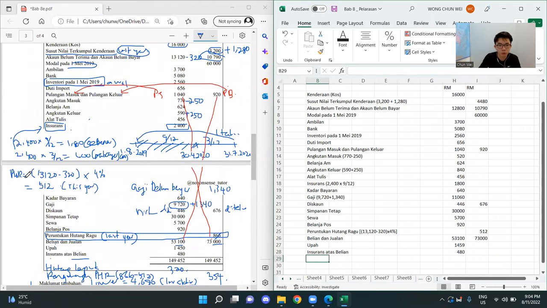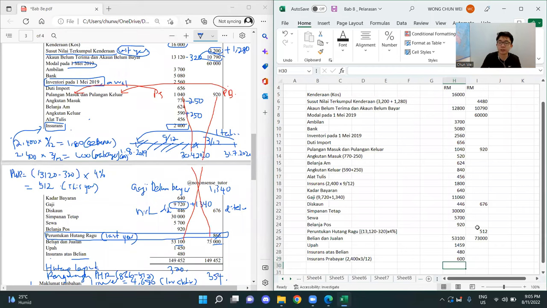So from here, we got the insurance prabayar. How do we get that? We are using the 2,400 times the remaining 3 months. Tadi ini ialah 9 bulan. Ini go into your akaun untung rugi sebenar. This prabayar, over the 3 months punya, we go into the PKK as an asset. Okay. So how much you get? 2,400 times 3/12.